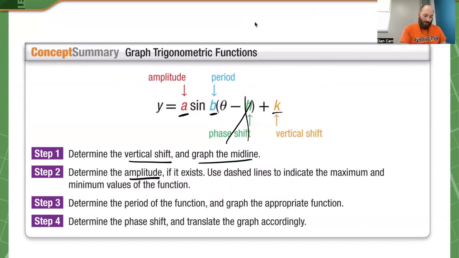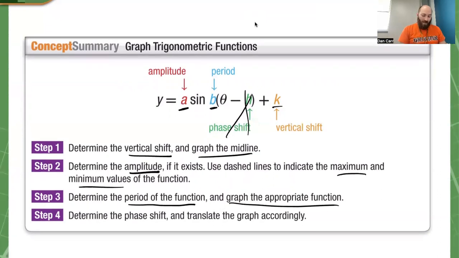Then we want to determine the amplitude if it has something besides one. Then use dashed lines to indicate the maximum and minimum values of that function. So we mark it on our scale idea. Okay. Determine the period of the function. So we need to know that, and that will help us go into our B value there. And then we get to skip step 4. We're not worried about phase shifts.